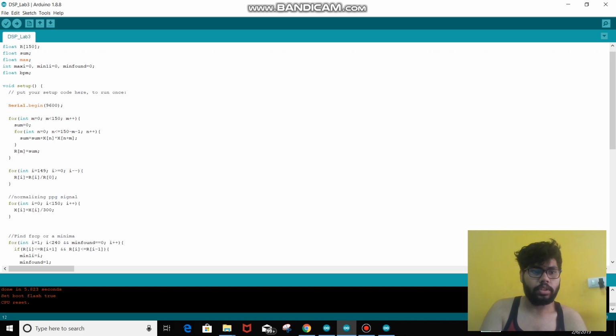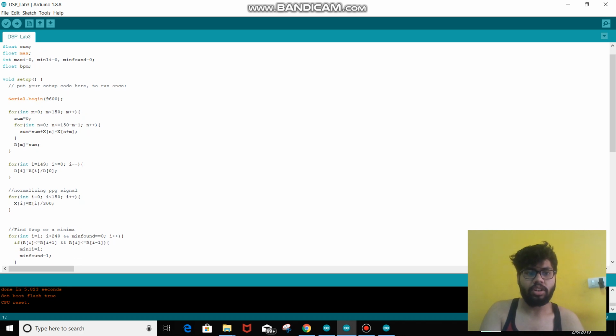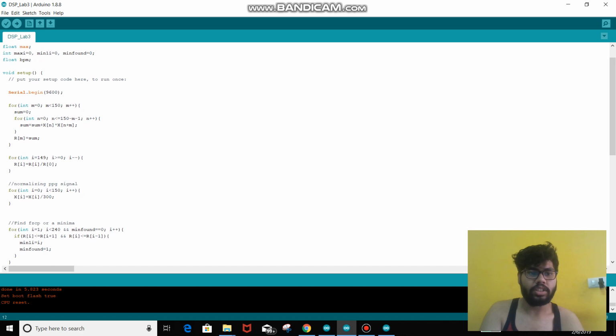Now we know that the property of the autocorrelation function is that it will have a maxima at the origin, and then when it has the next global maxima, we will find the fundamental frequency of the signal. So in this case, because it is offline data, we have done the calculation within the setup because it needs to be done only once.